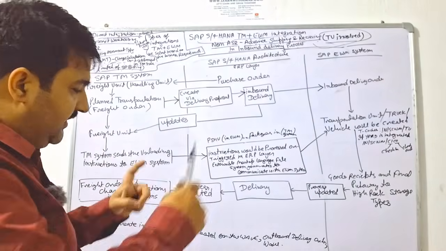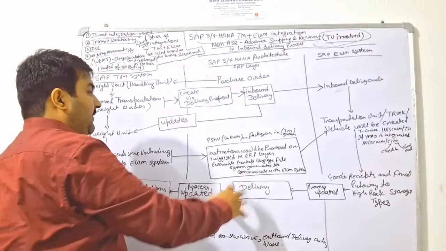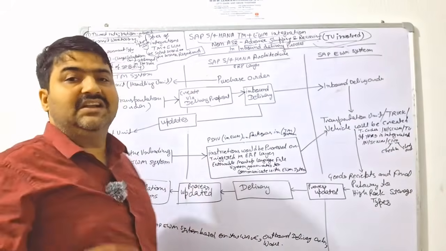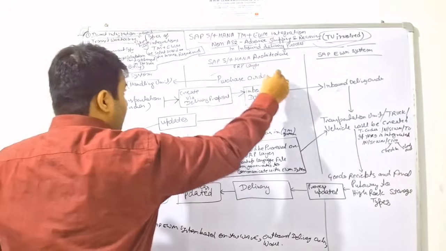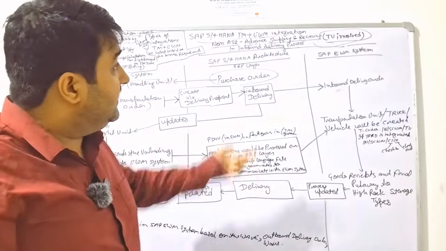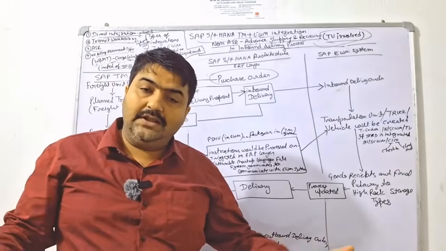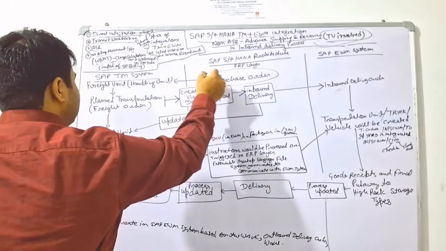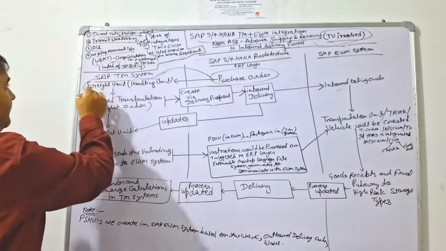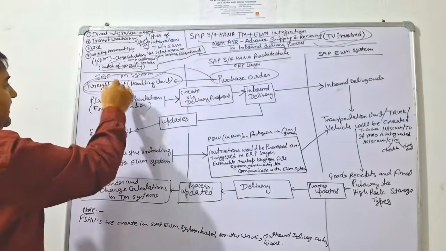So how does data travel? This is my ERP layer, and this entire layer comes under the S/4HANA architecture. First we create the purchase order, because we are going to see the inbound delivery process with EWM and TM integration. Then when we create the purchase order, this ERP layer sends the instruction to the SAP system, and the freight unit or handling unit would be created.